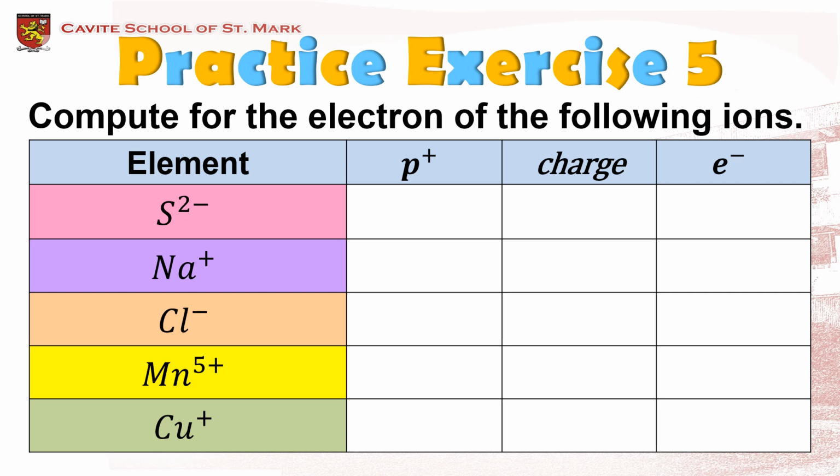Now you can finish up these questions, computing the number of electrons following the formula that we have listed on our previous slide. Kindly calculate this one. This is sulfur, this is sodium, this is chlorine, this is manganese, and this is copper. Get the atomic numbers, then you will easily get the number of protons from that. Then write the charge, you can see it clearly, then calculate the number of electrons.